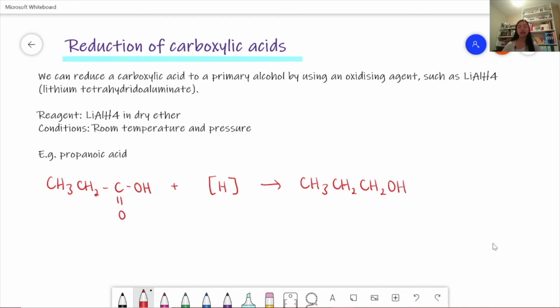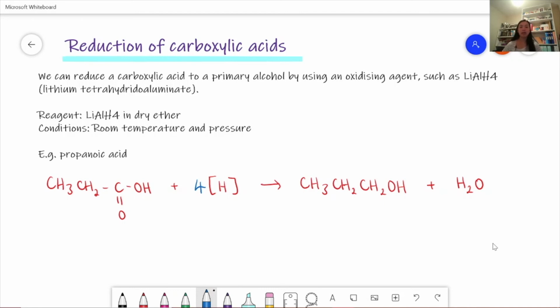A really important thing to remember is that when we're reducing carboxylic acids, we always form water. Now we need to balance the equation. On the left-hand side, we have 6 hydrogens, not including the reducing agent, and on the right, we have 10. That means we need 4 of this reducing agent. This is how you'd set up an equation for the reduction of a carboxylic acid.